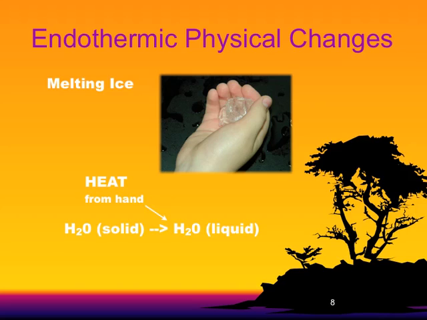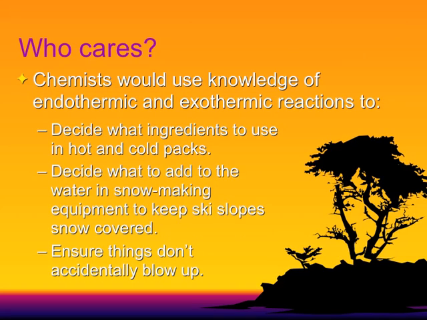Who cares? Like, why do we need to know about this stuff? Well, chemists would use their knowledge of endo and exothermic reactions to do things like, for example, decide what ingredients they want to use in those hot and cold packs. They're going to be looking for ingredients that are safe in case the pack gets ripped, that produce enough cold that it cools down an injury but doesn't give you frostbite, or enough heat that it warms up your hands but doesn't burn through your pockets.